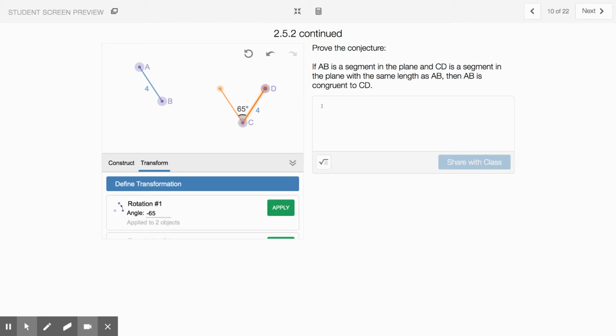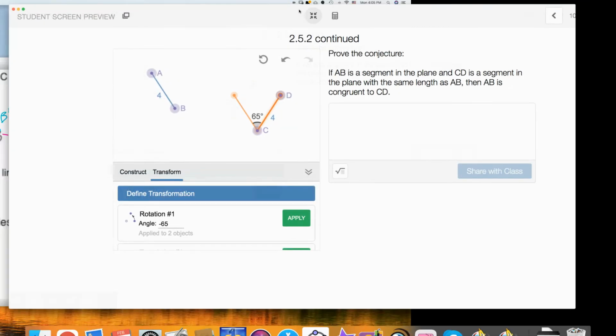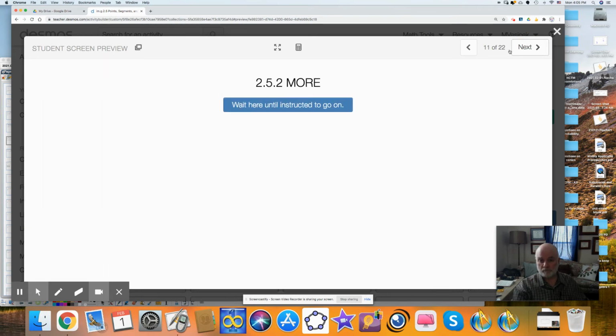And that's why. So there's 3 parts to this. One is the translation, next is the rotation, and then next is to point out that because the segments have the same length, it's not only on the same ray, it's also the same distance from the endpoint of the ray, making these two congruent. And that is a proof, folks. That is a proof showing that if I have 2 segments in a plane of the same length, then they are congruent. And we're going to use that.